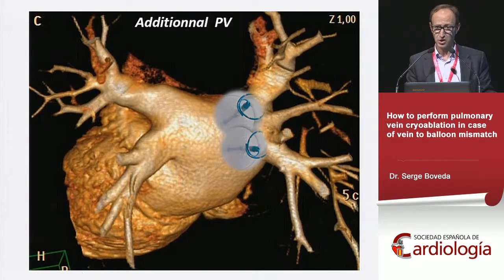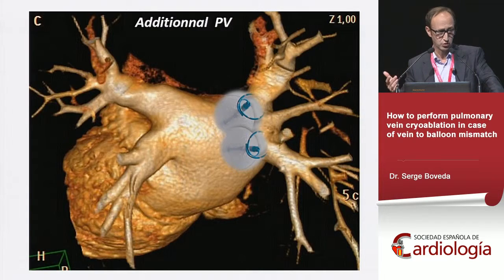What about a common trunk? It's true that the common trunk needs a little bit more skill. Sometimes you have common trunks that are around 28 millimeters, the size of the balloon itself. What is extremely important is not to push the balloon too much.